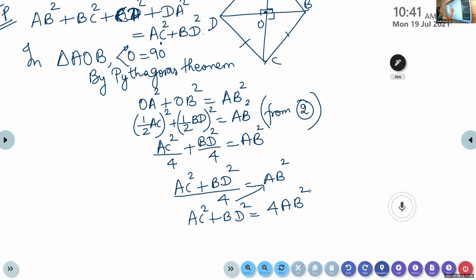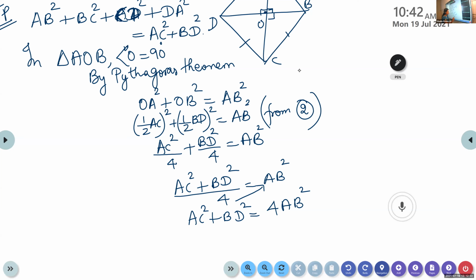Up to this, is it okay, children? We are taking one right angle triangle. In the right angle triangle AOB, by using Pythagoras theorem, OA square plus OB square is AB square. But what is OA? Half of AC. What is OB? Half of BD. Now expand it: AC square by 4 plus BD square by 4 is equal to AB square. Now cross multiply this 4, so we get AC square plus BD square is equal to 4 AB square.